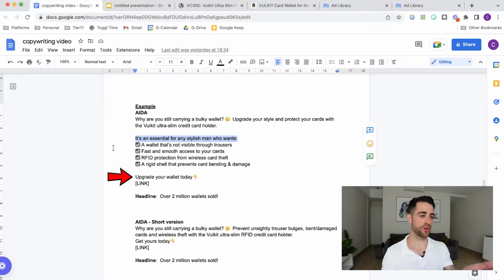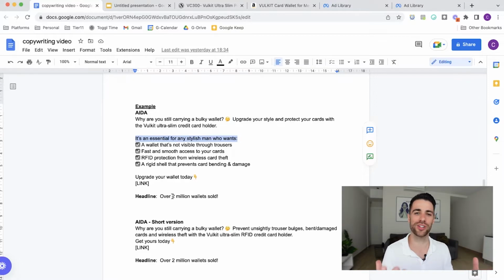And then on Facebook as well, you'll have a headline and a description too. The headline is probably more important than the description. So in this one, I'm just going to use a headline, over 2 million wallets sold. And what you can do for the headline is use a hook. So whatever you have at the start, the hook, the attention phase, is the same thing you could use for the headline, but obviously don't just repeat what you're saying.